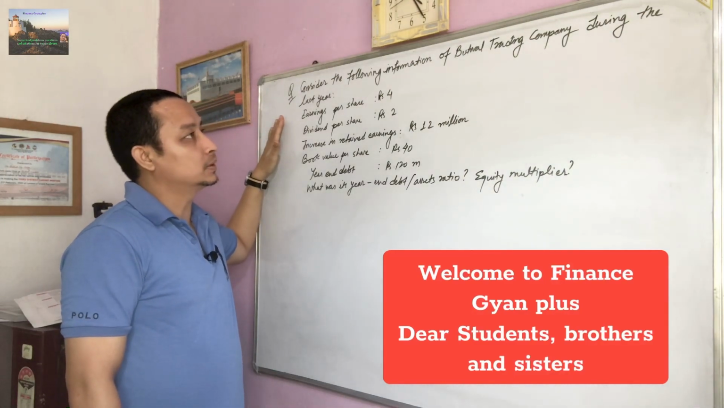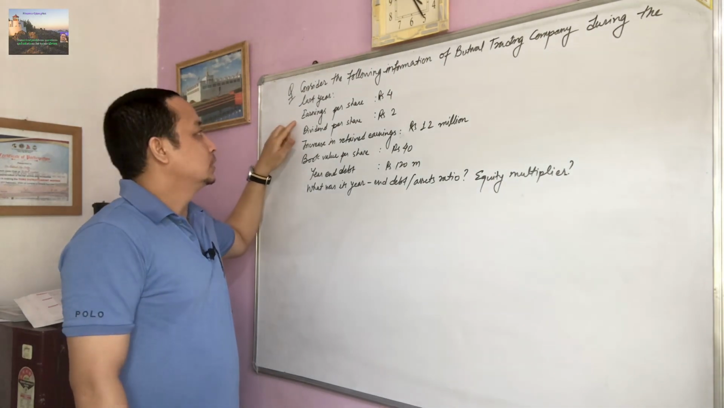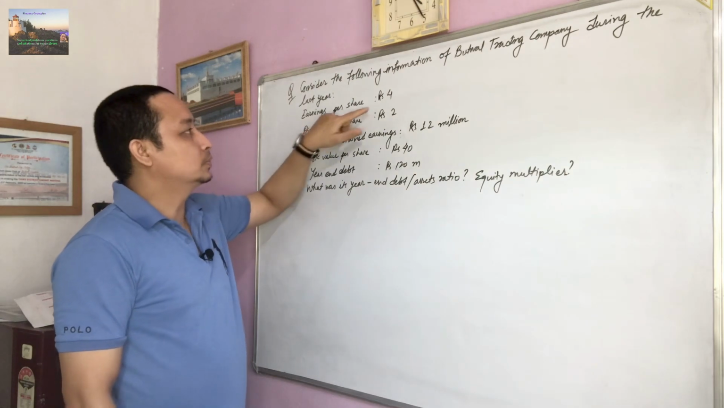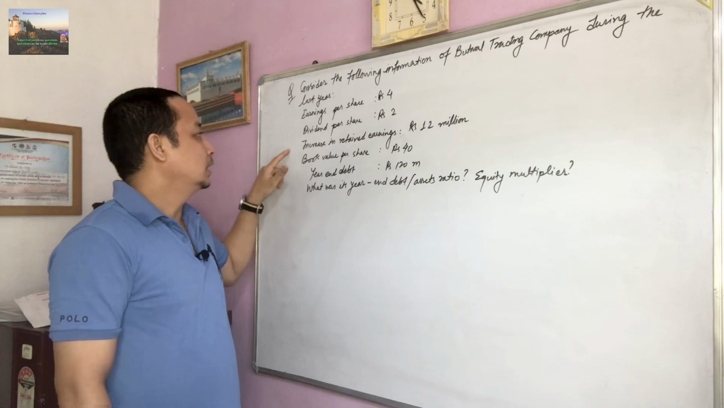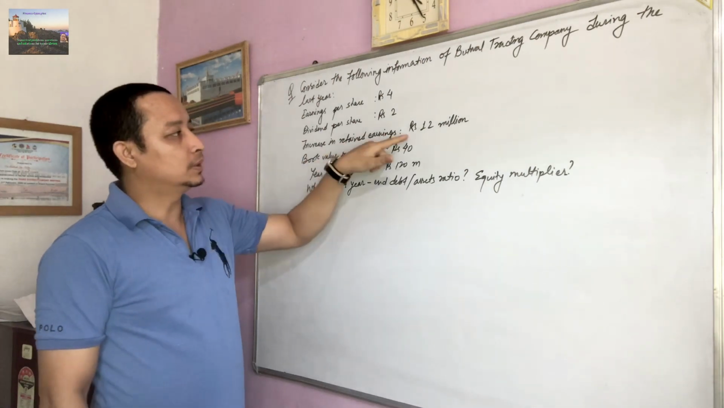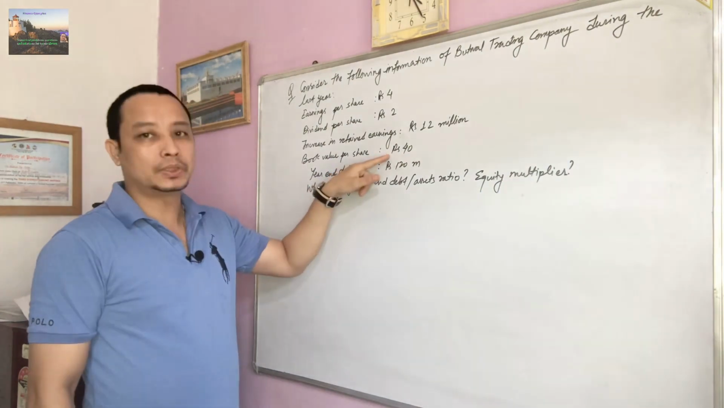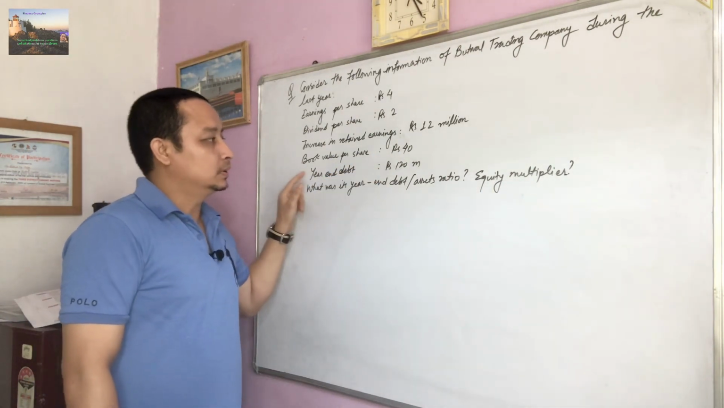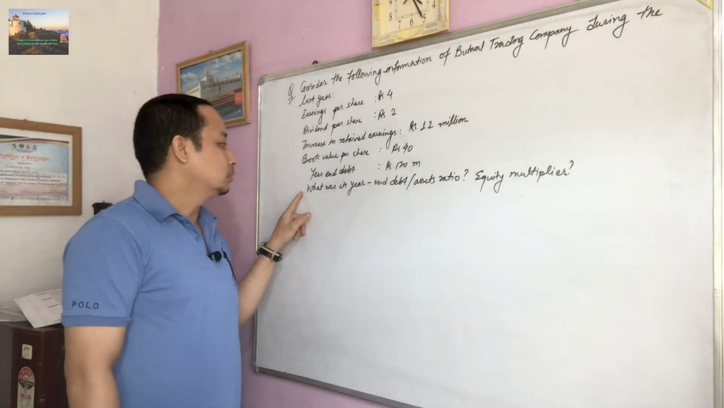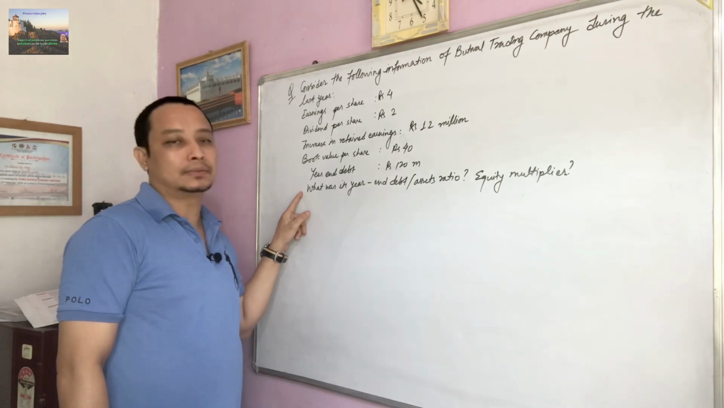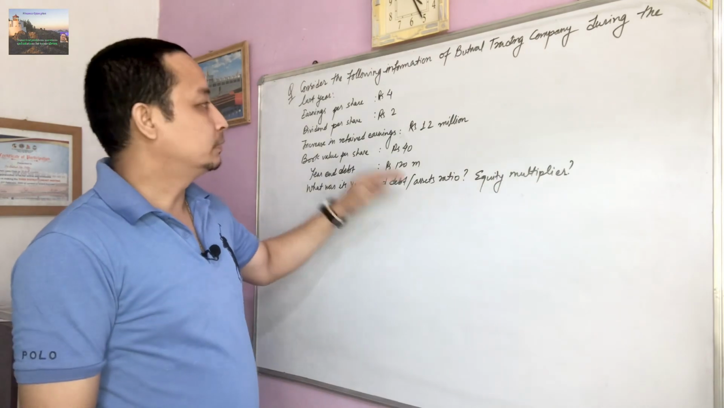Consider the following information of Butol Trading Company during the last year. Earning per share is given rupees 4. Dividend per share is given rupees 2. Increase in retained earning is given rupees 12 million. Book value per share is given rupees 40. Debt is given rupees 120 million. And you are required to find out its debt asset ratio and equity multiplier. So these two items you have to find from the given information.